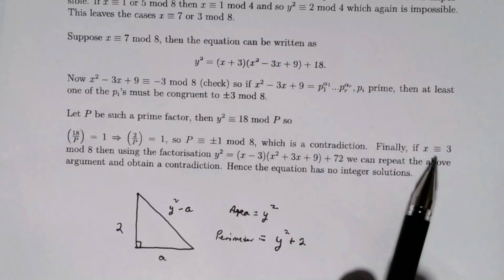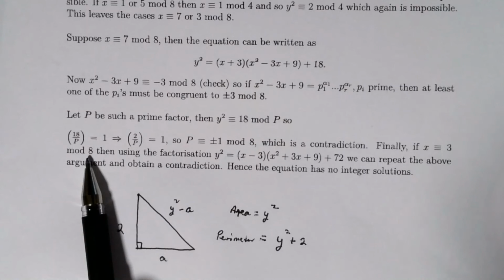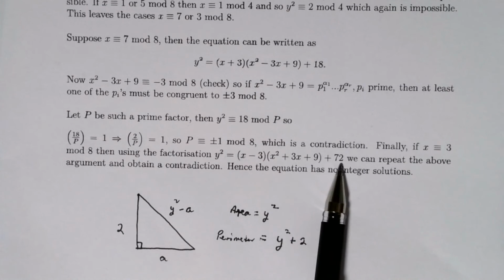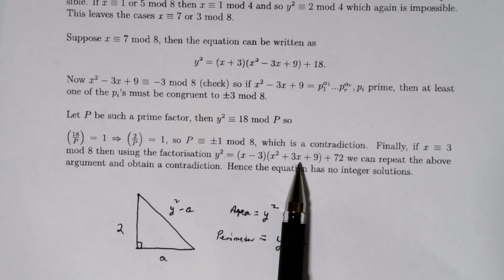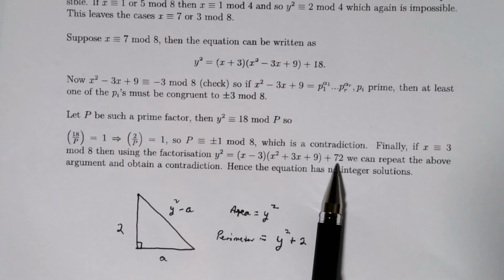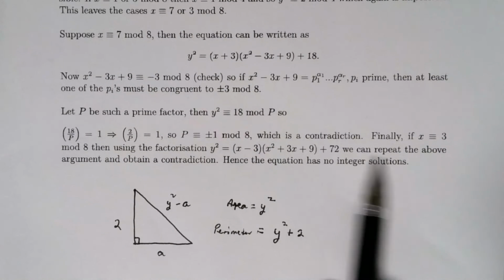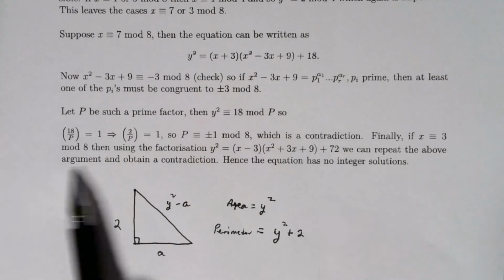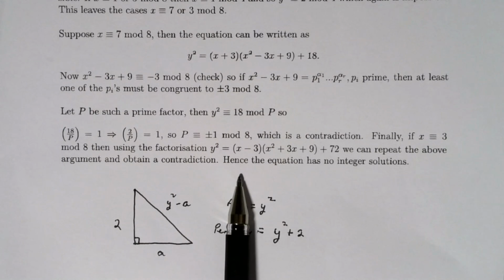Finally, we do a similar argument. If x is congruent to 3 mod 8, then we use this factorization this time. So I divide this by minus 3. I get a factor and 72. I now use exactly the same argument, which you might like to grind through and do. And again, we obtain a contradiction. And that means the original equation has no integer solutions.